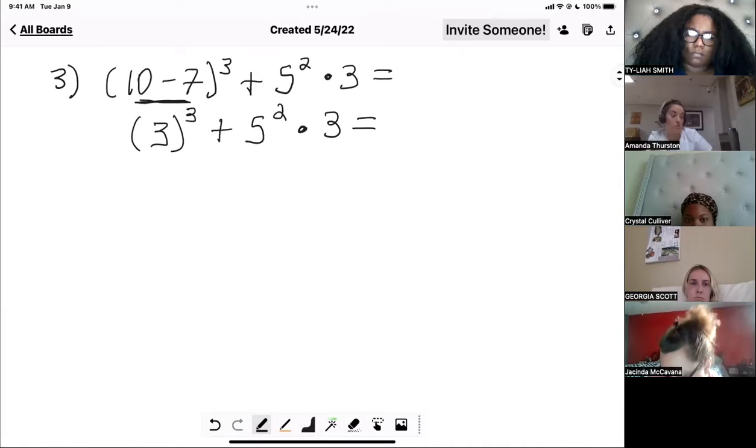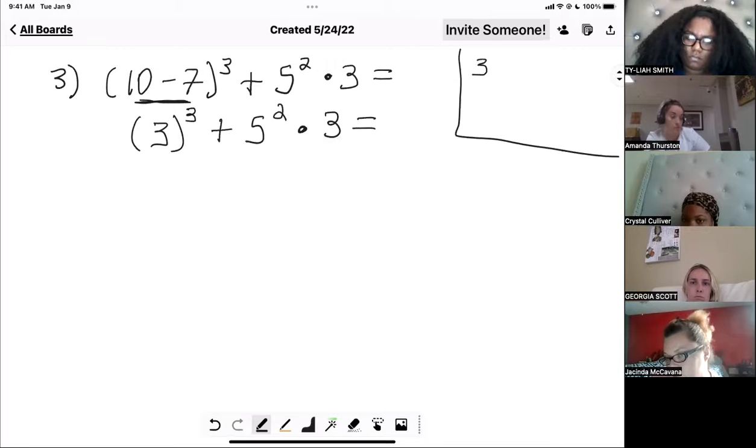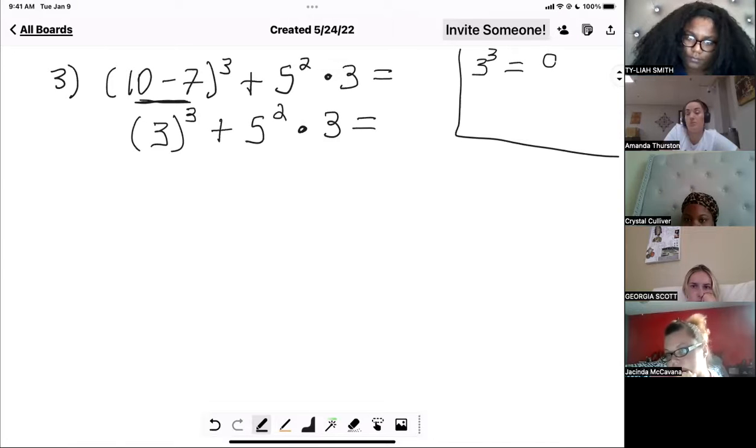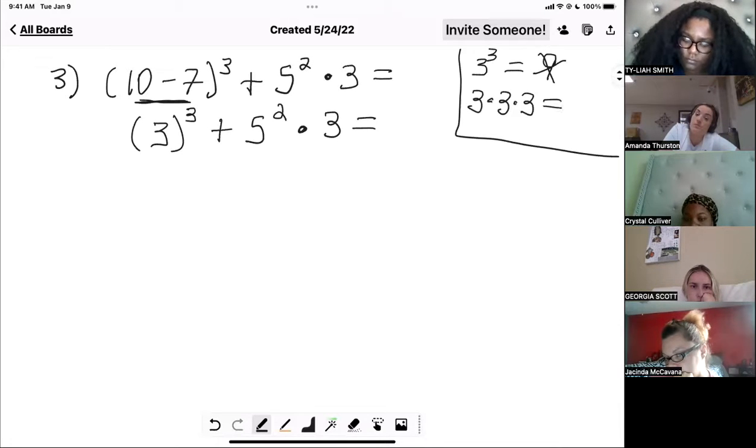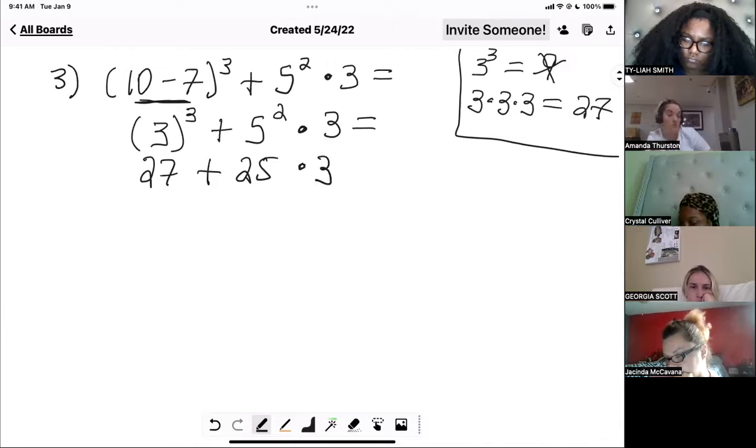Let me put a little side note over here. One power that I always see wrong is 3 to the 3rd. I cannot tell you how many times students will tell me 9. And I get it because you see 3 and the 3 and you go 3 times 3 is 9. But just remember it's 3 times 3 times 3. And that's actually 9 times 3, which is 27. So 27 plus 5 squared is 5 times 5, 25 times 3.